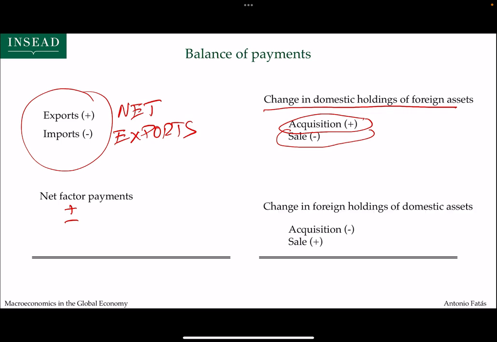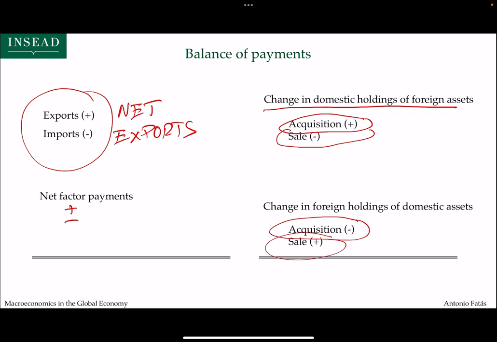Now, what if it's the foreign investors who do the transactions? Same logic, but the sign will be the opposite. When the foreign investors buy our assets, this is going to be, from our perspective, a capital inflow, and it will show up with a minus sign, the opposite if they sell our assets.